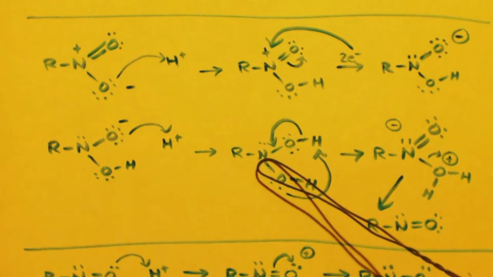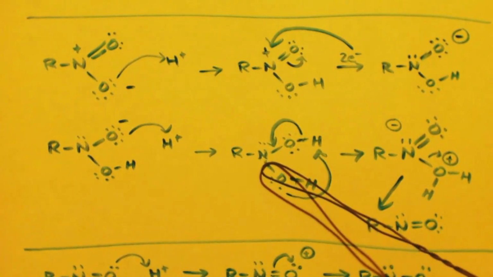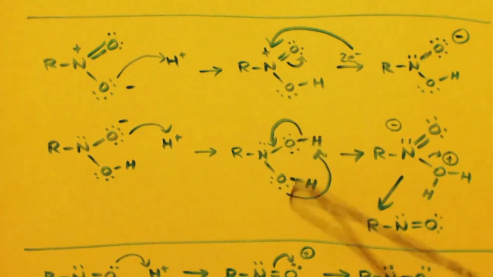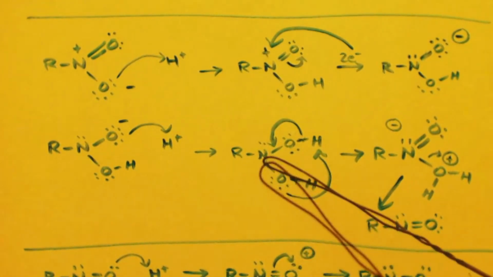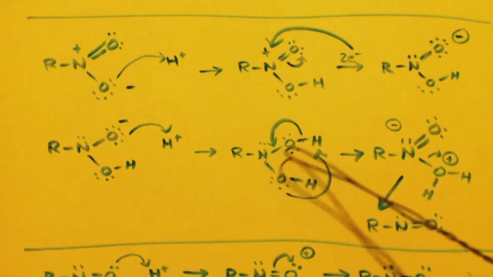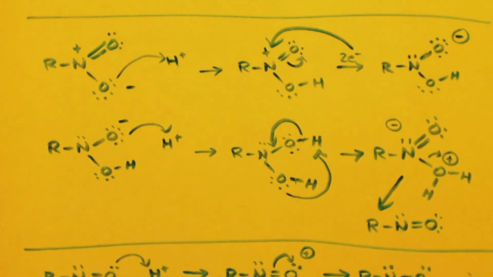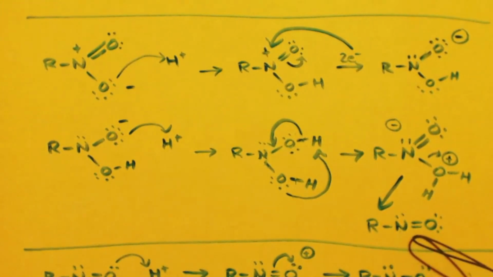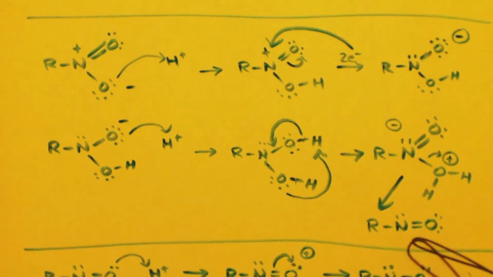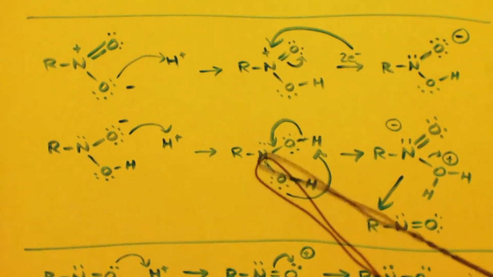If this was a carbon instead of a nitrogen, everyone would agree that this would break down into a water group leaving and a double bond between the carbon and the oxygen. This is the same exact thing except it's a nitrogen. And it has to come out to the water leaving and the nitrogen forming a double bond with the O, forming the nitroso compound, just like it would form a carbonyl compound if this was a carbon.